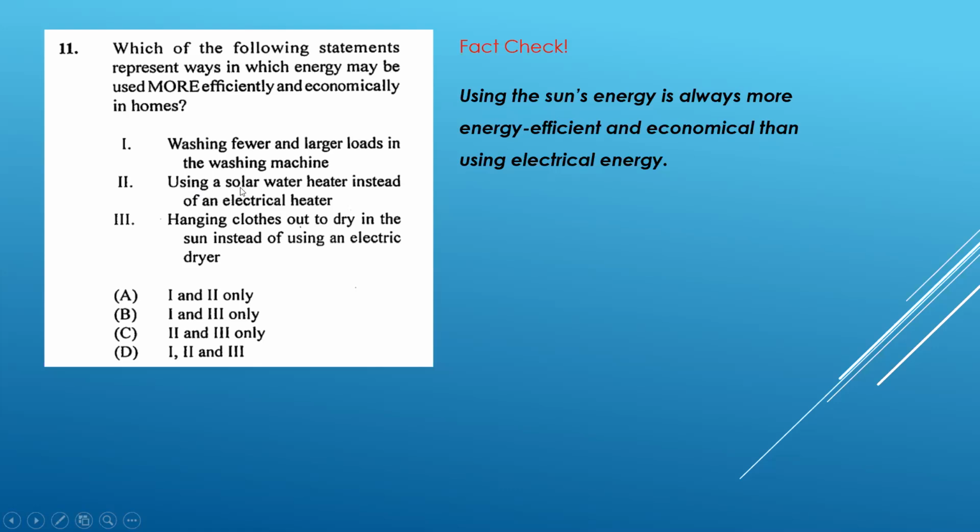Using a solar water heater, of course, this works out much cheaper than an electrical heater. And hanging clothes out to dry, of course, you're not really using any electrical energy. You're just depending on the sun's energy. Therefore, all three apply. Answer should be D.